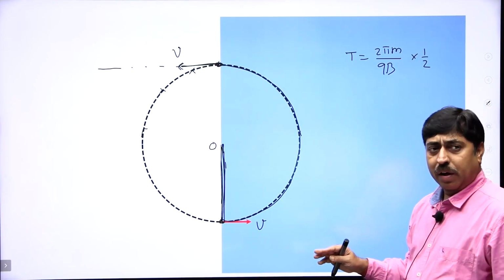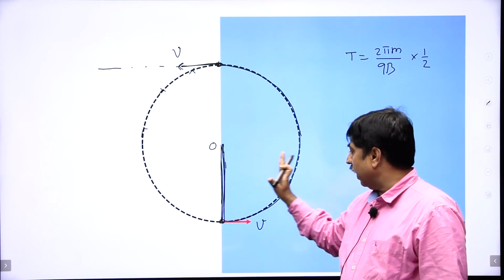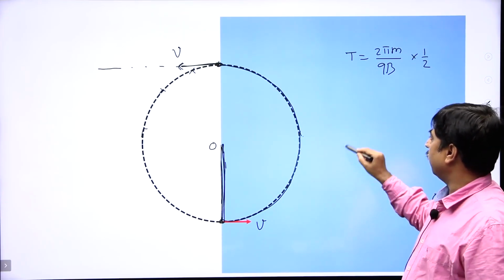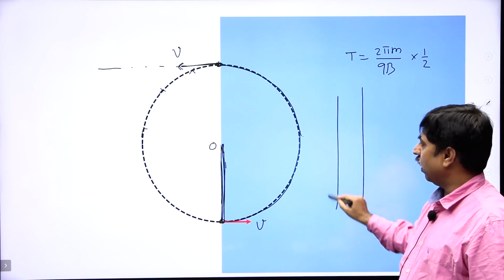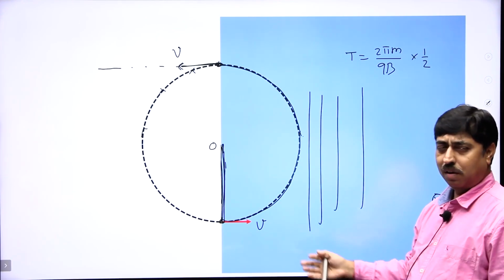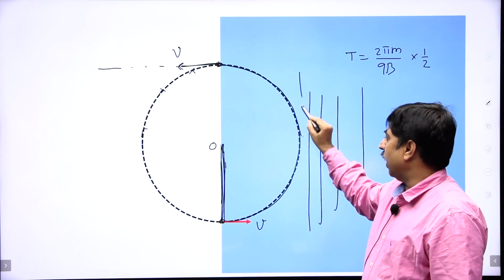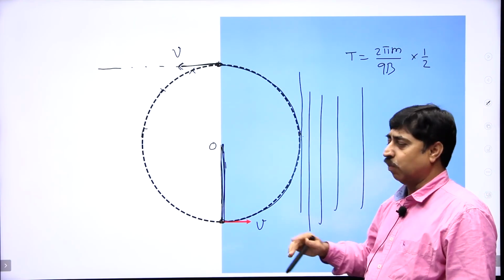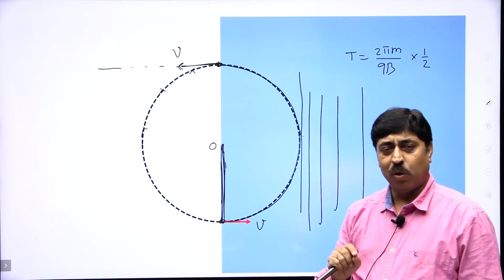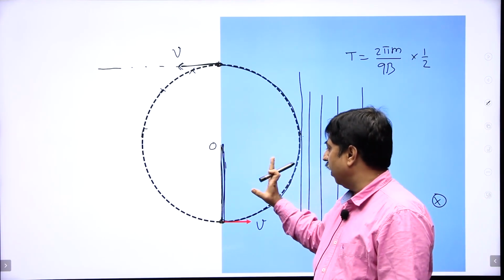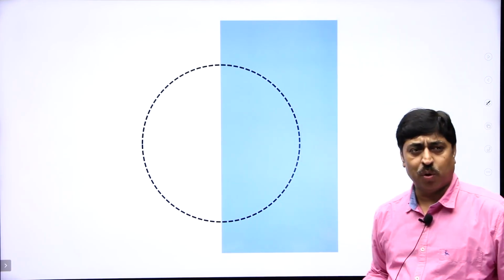Now, what will happen if this magnetic field does not exist up to this point? You all can understand that if this magnetic field exists up to this point or this point or this point, the particle is going to move in a semicircular path. Even if the magnetic field is existent just up to this point, it will be able to go in a semicircular path. But what happens if the magnetic field is limited to a very narrow zone?